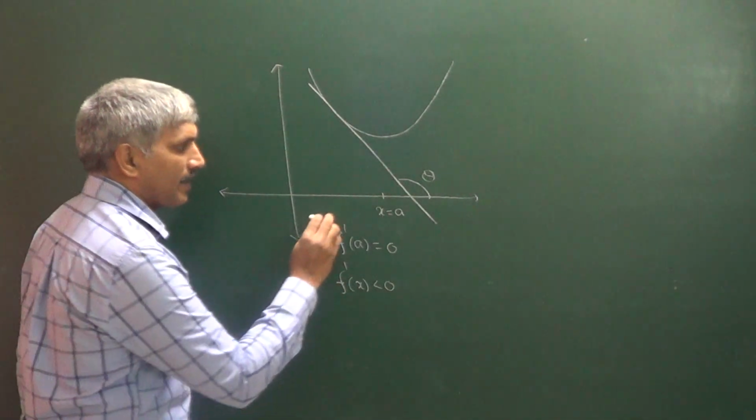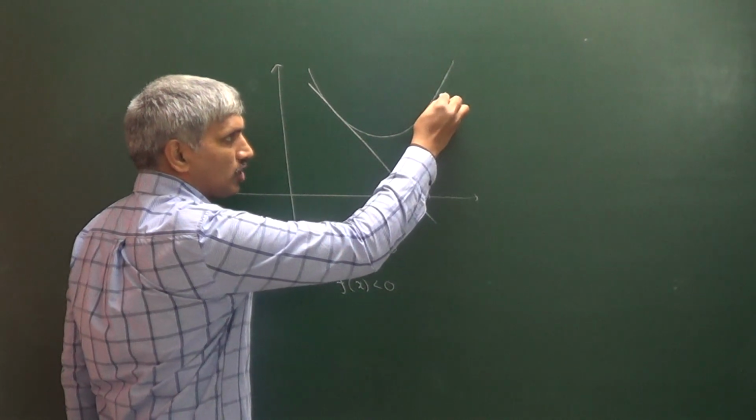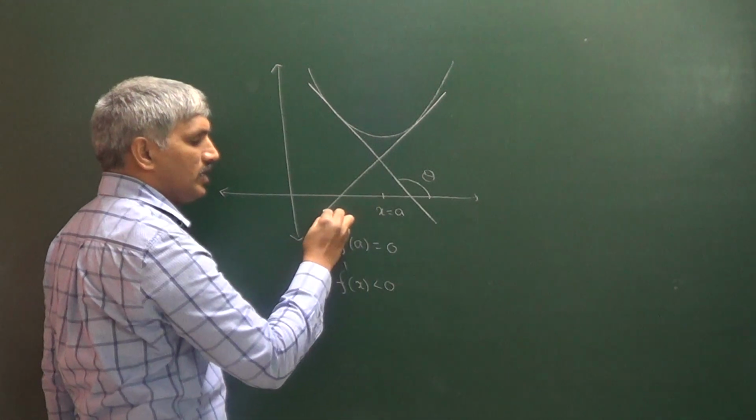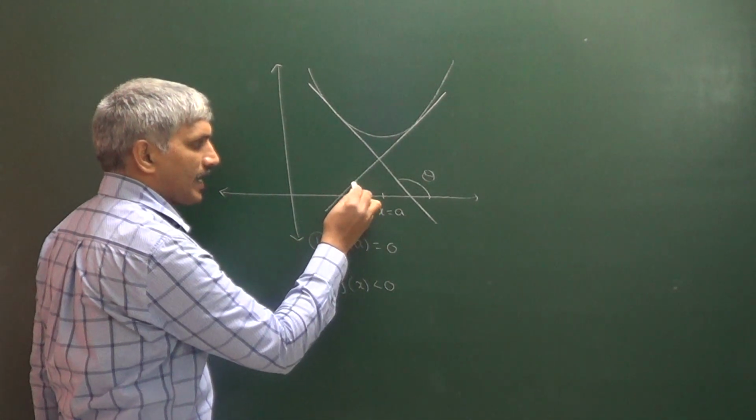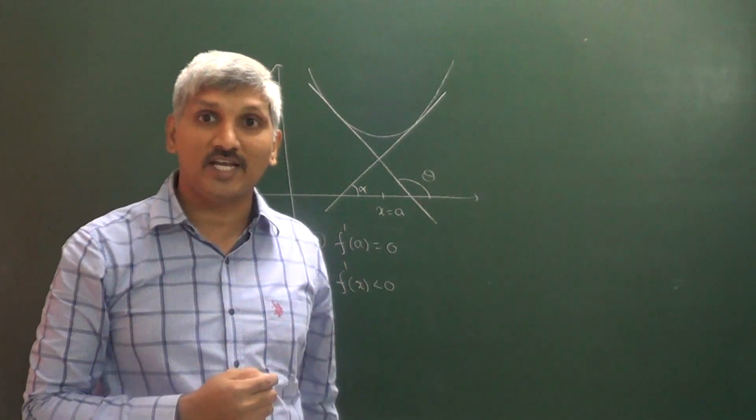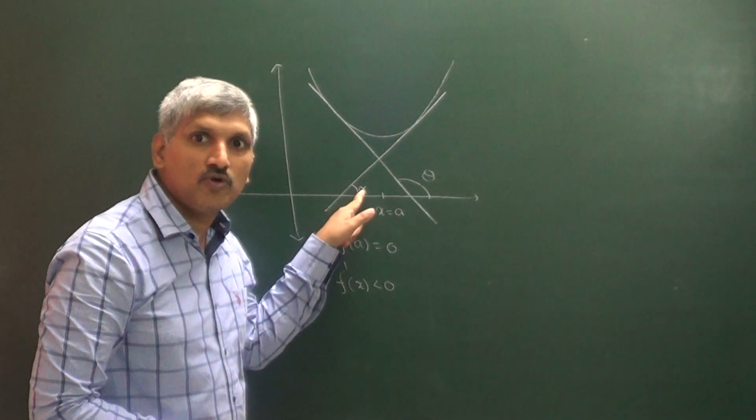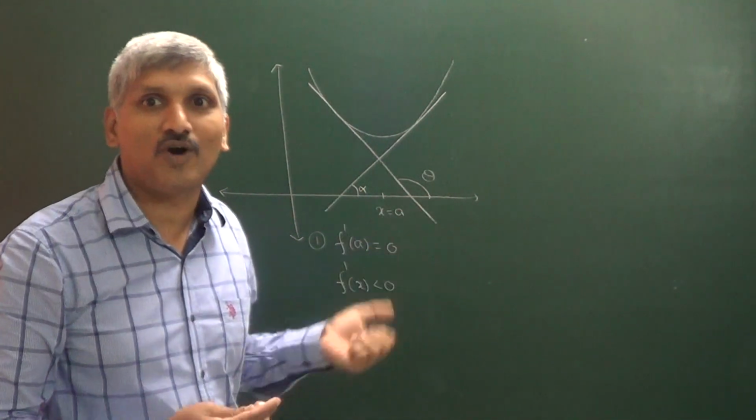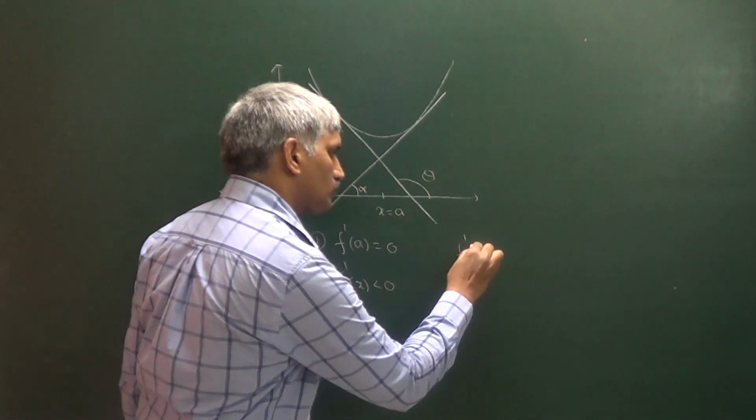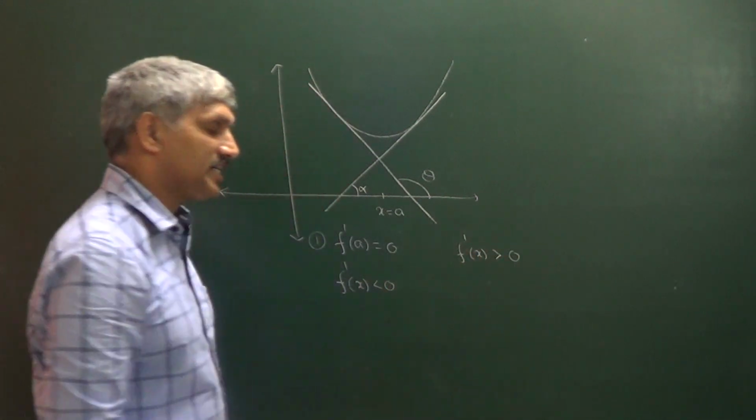Next, at the same time, to the right side of a, anywhere draw a tangent to the curve. This is the tangent drawn to the right side of a. Now the tangent makes an angle alpha. Is alpha an acute angle or an obtuse angle? No doubt, alpha is an acute angle. Alpha is an acute angle means tan alpha is positive. Slope positive means f dash of x is greater than 0.